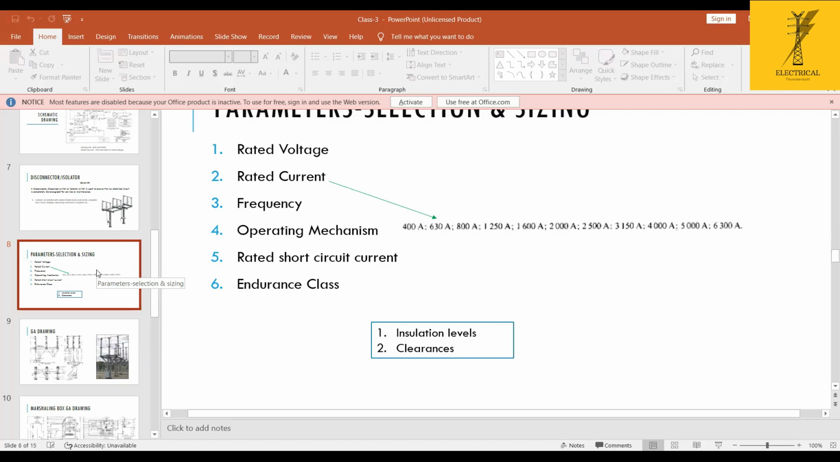Again, I request you to please read it once like a novel. No need to just read one time. Hold the document so you can understand some main points in that. So that is a brief description on the isolator.